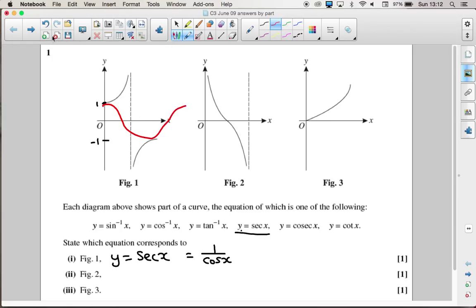And when it gets to 0 for cos, it's at infinity for sec. Okay, so that's how you can recognise the first one.